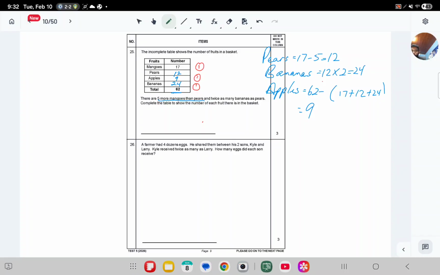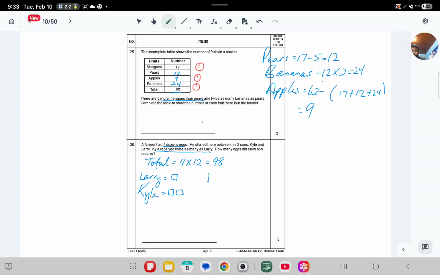Alright, so we could use our bar model. So we know the total eggs. Oh no, we don't know the total eggs. They said it's 4 dozens. A dozen is 12, so the total would be 4 by 12, which is 48. They said Kyle received twice as many as Larry. So Larry could be represented by 1 block, and Kyle, if it's twice as many, is 2 bars.